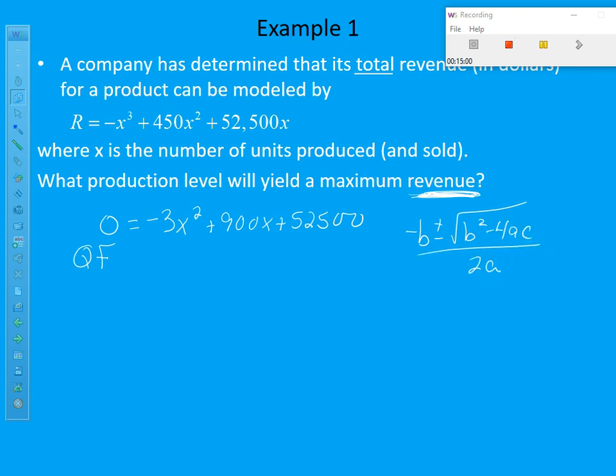But if you do that, guys, x is either going to be negative 50 or x will be 350. Well, if you think about it, you can't make negative amount of units. So my answer, I need to produce 350 units to produce, in this case, my revenue. So found the derivative, set it equal to 0.